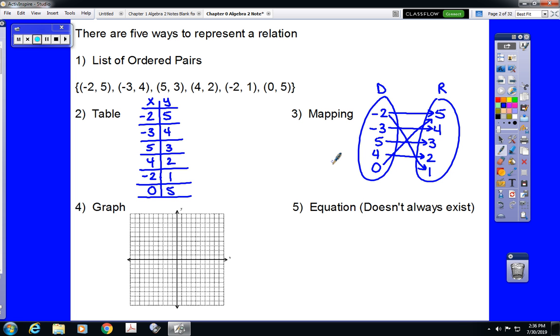A graph would mean that we are to graph these points. We would not connect them, just graph them. So we have -2, 5, which is left 2, up 5 from the origin. -3, 4, which is left 3, up 4. 5, 3, which would be right 5, up 3. 4, 2, which is right 4, up 2.